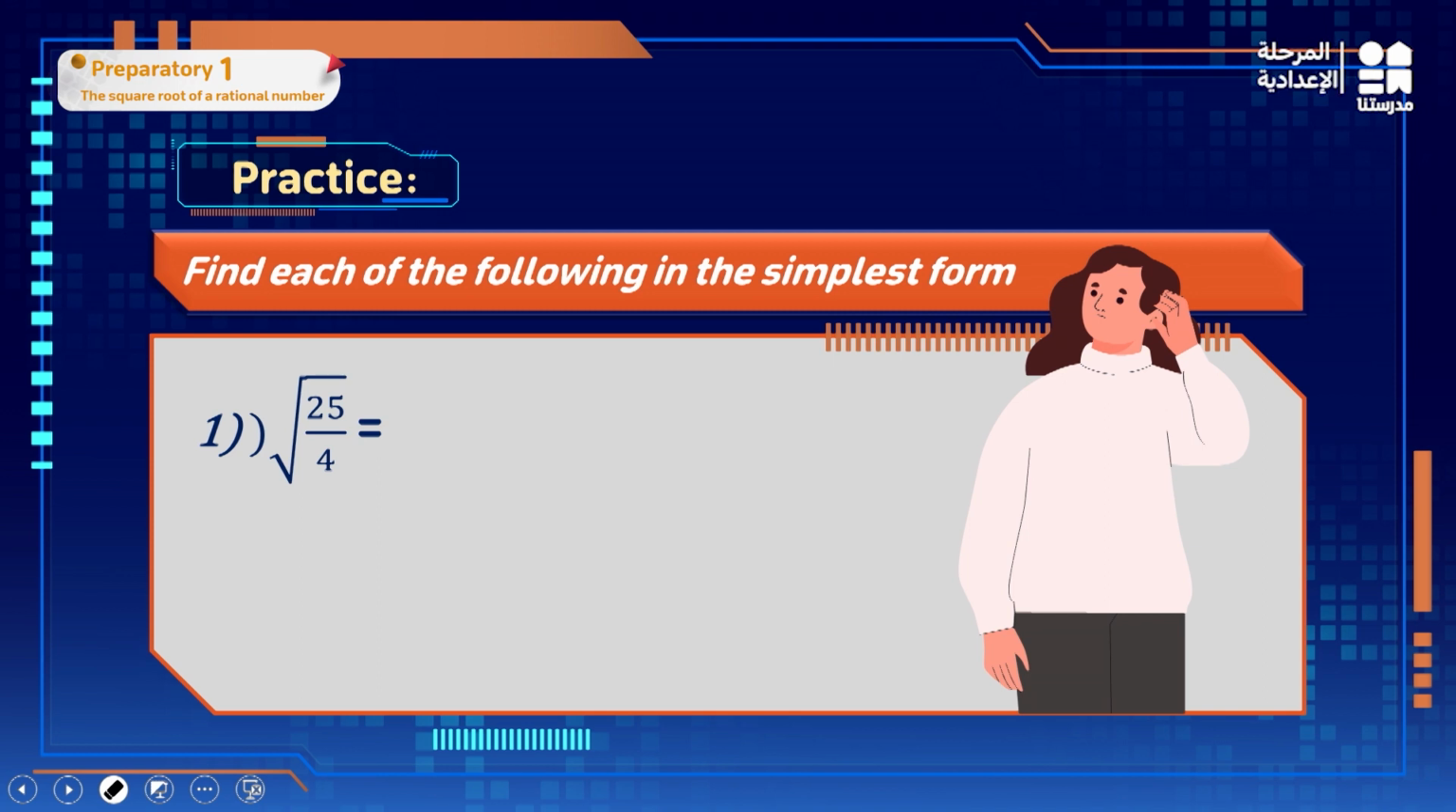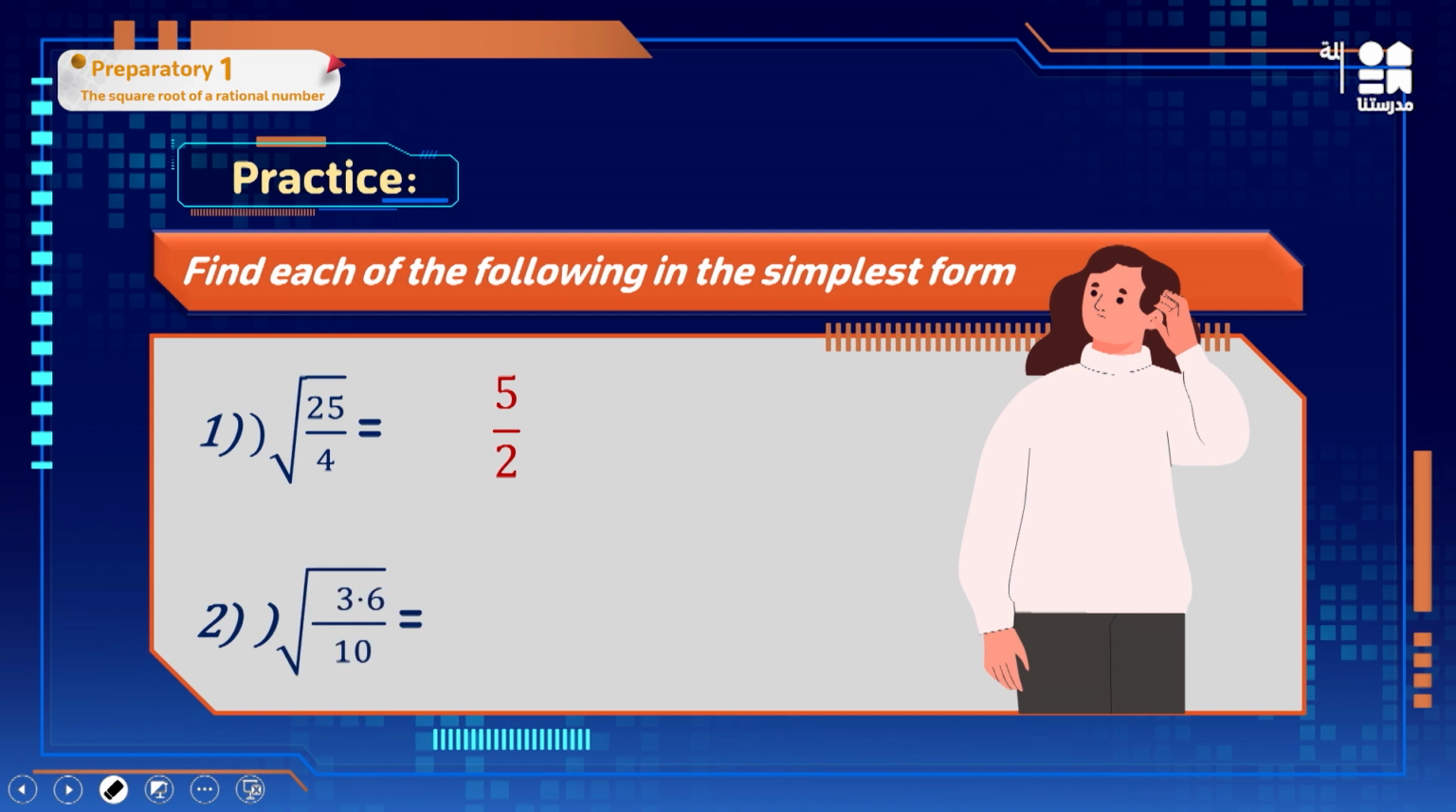Number 1, the square root of 25 over 4. Can I get out the square root of 25 and 4? Of course, it's so easy. The square root of 25 is 5 and the square root of 4 is 2.